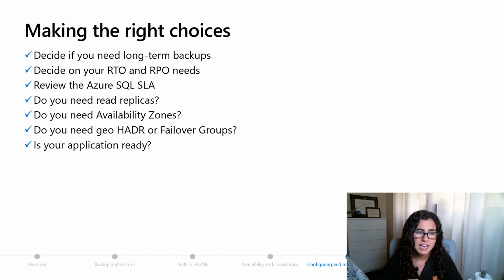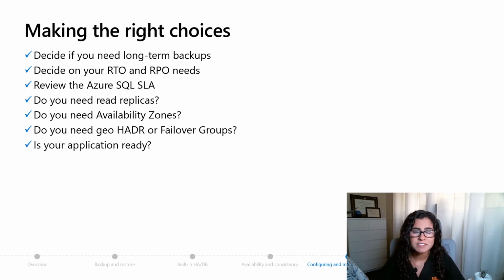You also need to decide if having an RTO or RPO SLA is important to you, in which case that has certain implications around Business Critical and the way you configure your deployment. It's always important to review the SLA so you know what you're signing up for and make sure you're getting the SLA that meets your needs. We talked about how you can read scale, whether it's with Business Critical, whether it's with Hyperscale, or with some of our geo-replication and auto failover group solutions.